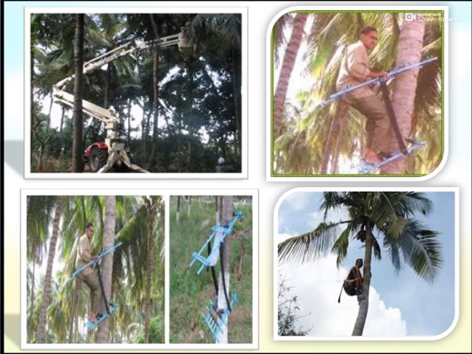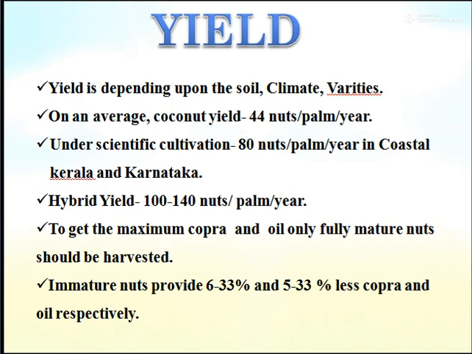Then yield of coconut. The yield of coconut depends upon the soil, climate, and varieties. An average yield of coconut is 44 nuts per palm per year. Under scientific cultivation it is 80 nuts per palm per year in coastal Kerala and Karnataka region. Hybrid varieties produce more yield, 100 to 140 nuts per palm per year.